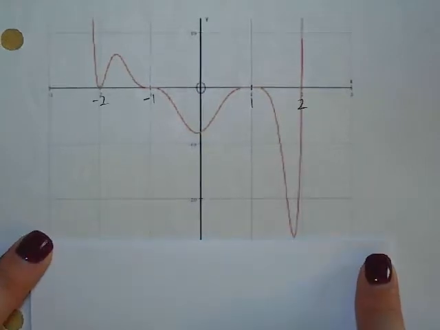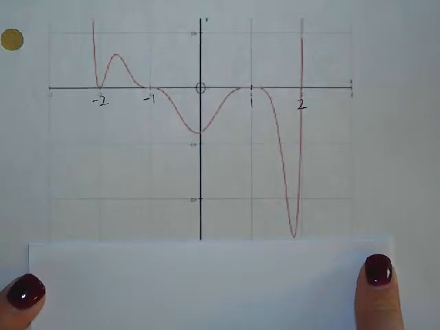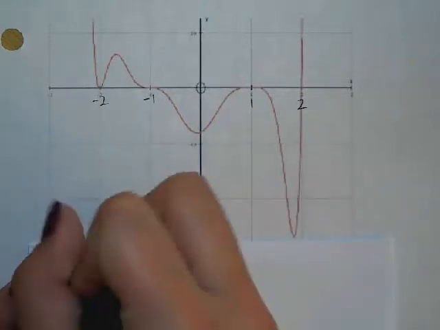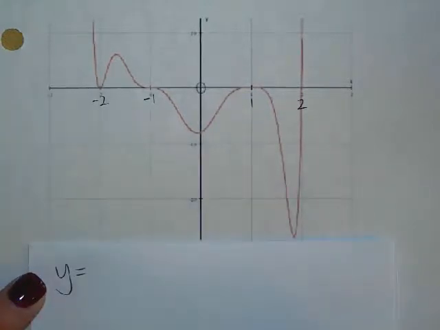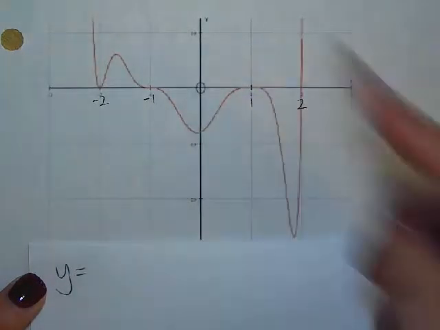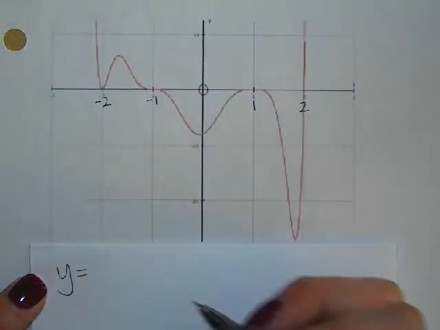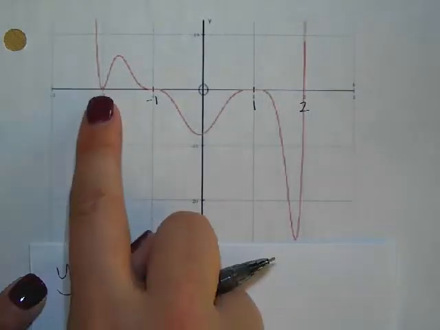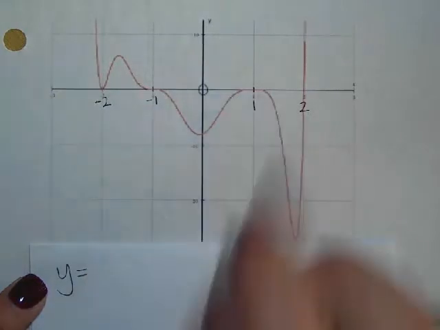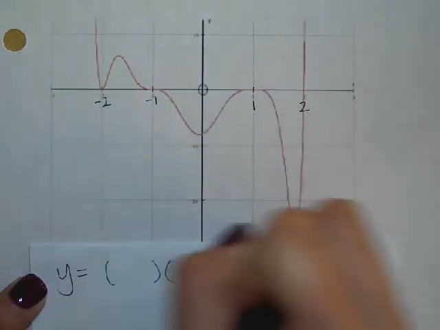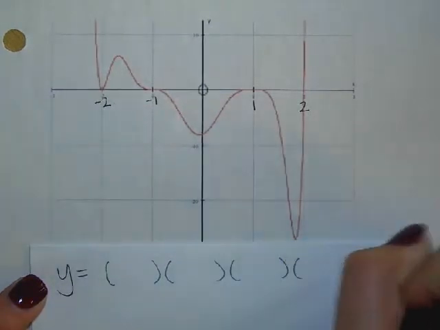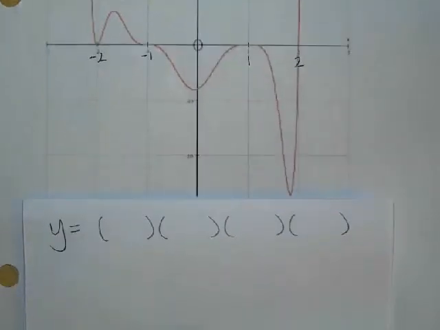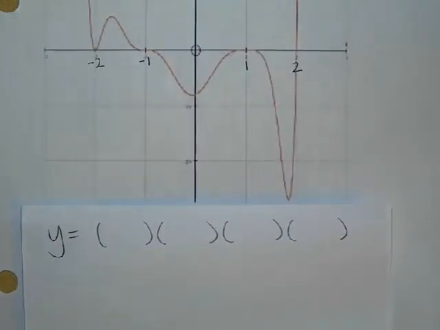Even degree or odd degree? Even, because both arrows go up. Should it have a positive in the front or a negative in the front? Positive, up arrow, so I'm not going to put anything in the front. How many sets of parentheses do I need? So 1, 2, 3, 4. Okay, go ahead and fill in your parentheses, see what needs to be there.